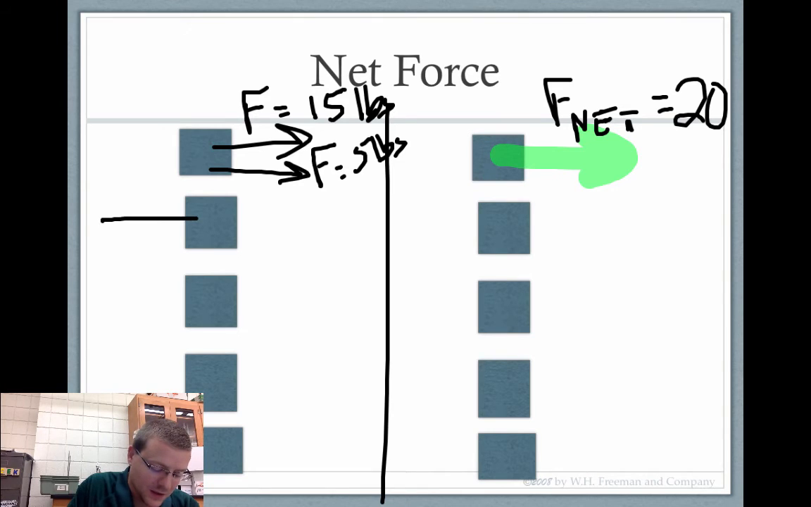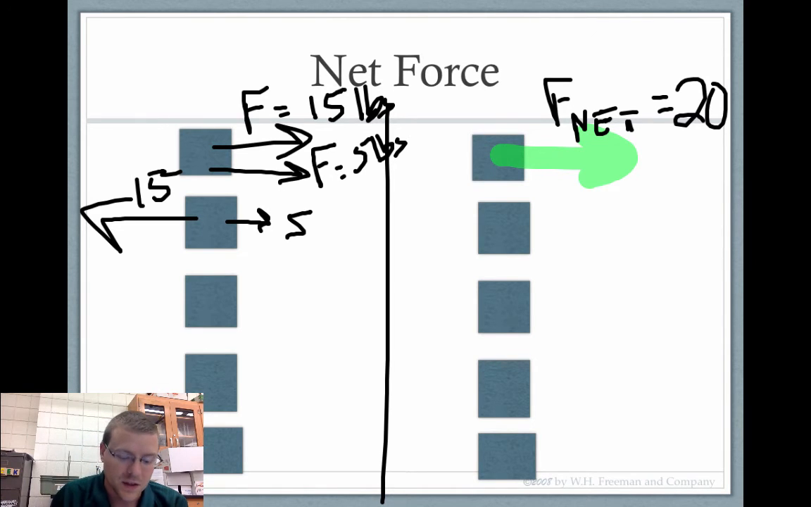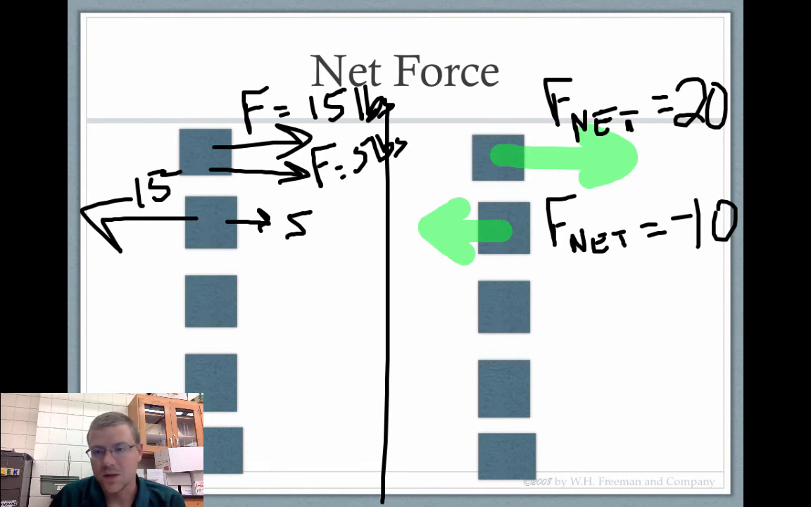We can reverse that. We could say, hey, you pull one way because you really want the brownie, 15 pounds to the left, and your sibling pulls 5 pounds to the right. This is the typical scenario that happens when there's one more brownie left. The net result of this is a total force to the left this time, negative 10 pounds. Or you could say 10 pounds to the left as long as you throw a direction on there. Forces are vectors, so it has to be there.